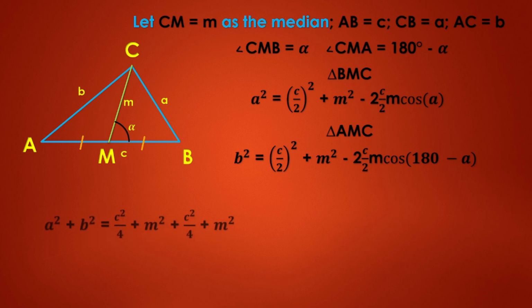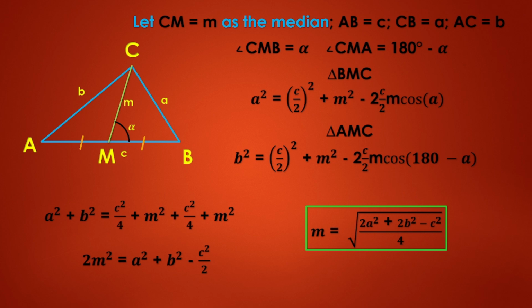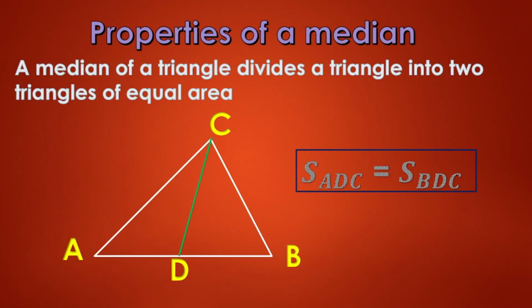So what next? Then we must add a squared and b squared, and we will get the corresponding equation. Now we get the following equation, 2m squared equals (a squared plus b squared) minus c squared divided by 2. And from here, we got the formula for finding the median of a triangle if we are given all its sides. Take a look at the properties of the median.